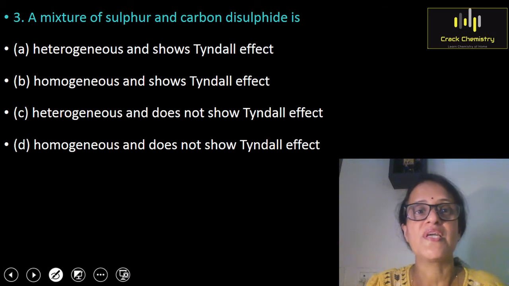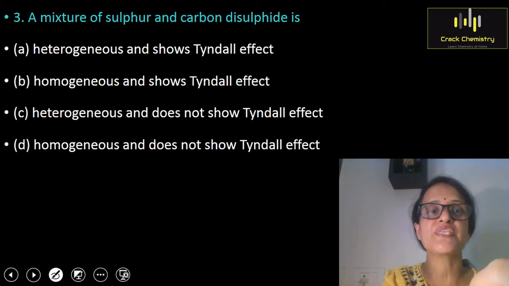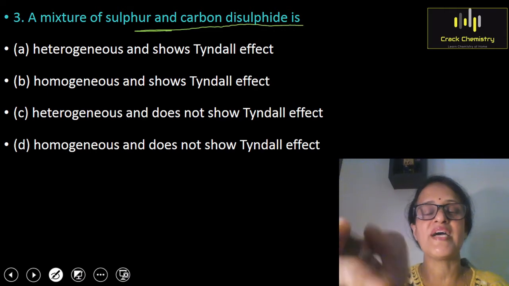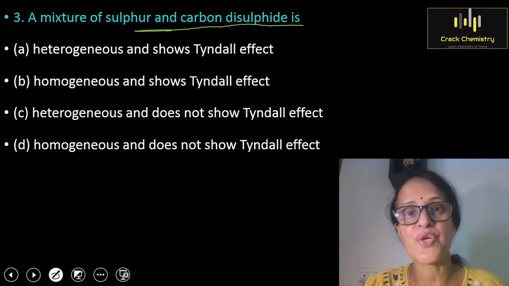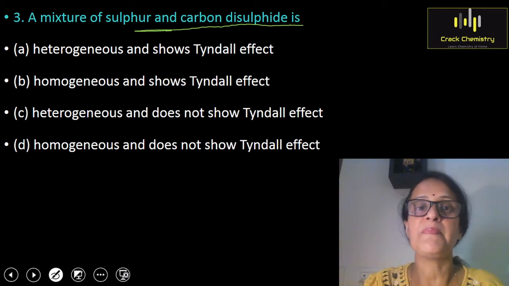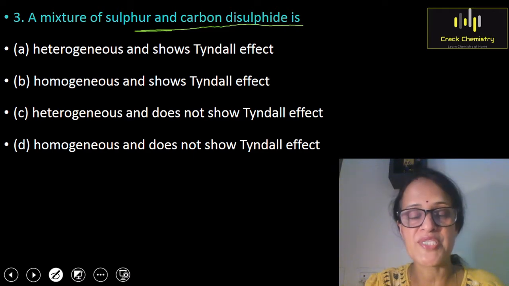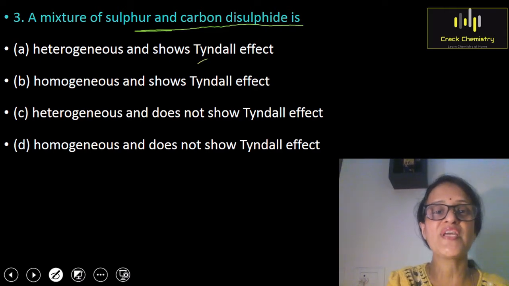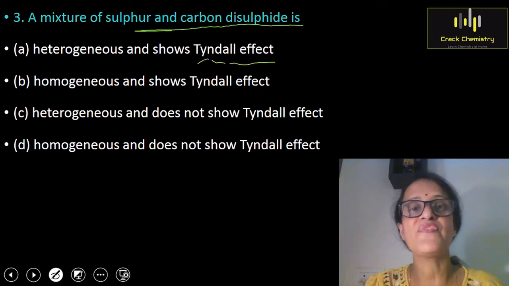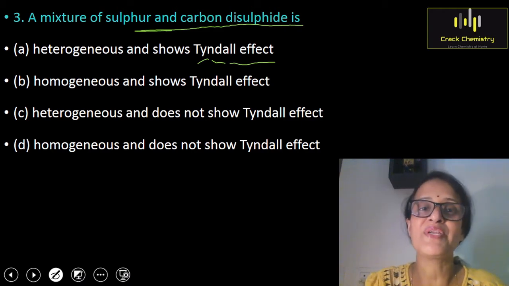Now third question. Third question is that a mixture of sulphur and carbon disulphide is. Children, a mixture of sulphur and carbon disulphide is a colloidal solution. And as you know, colloidal solutions are heterogeneous, in which the particle size is in the range of 1 nanometer to 1000 nanometer, and the colloidal solutions show a special effect which is called the Tyndall effect. So what is Tyndall effect? Tyndall effect is the phenomenon of scattering of light by colloidal particles.